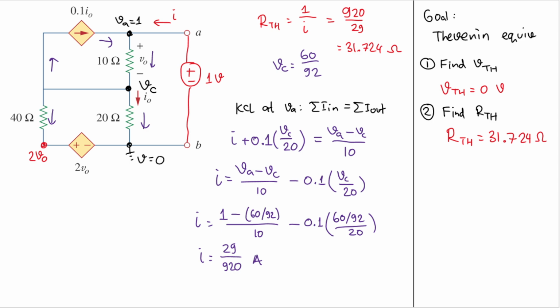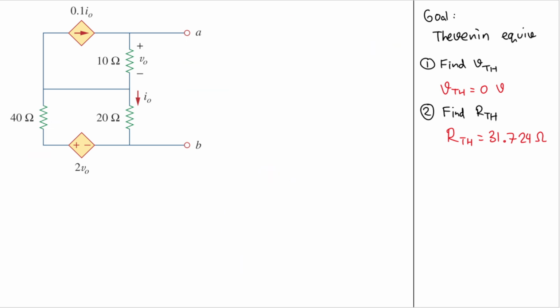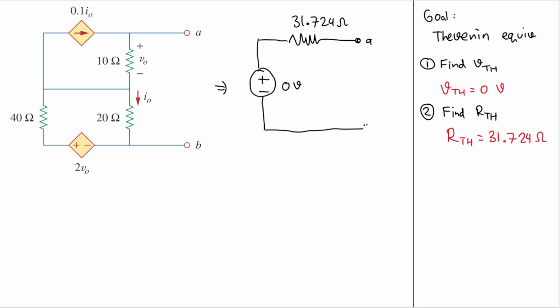Let's do the final step of this problem. The last thing we need to do is draw the Thevenin equivalent. So we will have a voltage source here, 0 volt, and then a resistor of 31.724 ohm. That is terminal A, and this one will be terminal B.